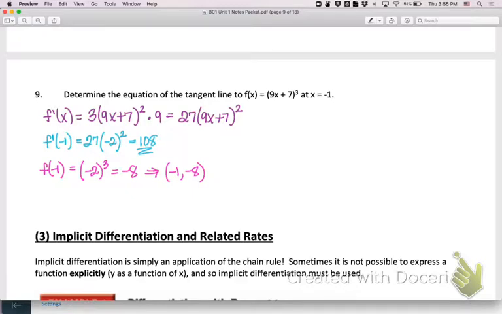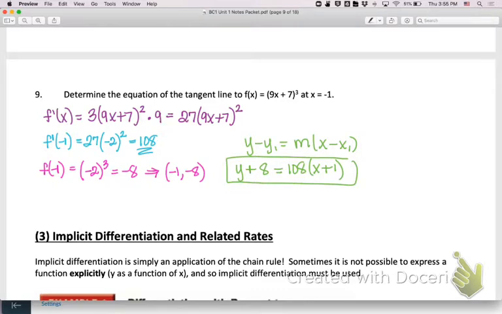So we know that x is equal to -1. To figure out the y, we need f of -1, which comes out to -2 cubed, which is -8. So this is the ordered pair that we are working with. And so once again, my pen turned off. We want to use the point-slope equation, y minus y1 equals m times x minus x1. So we get y plus 8 equals 108 times x plus 1. And you can stop right there. There's our equation in point-slope form. We are good to go, and that's that.